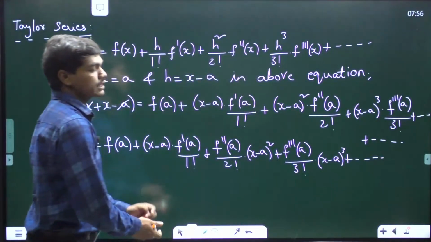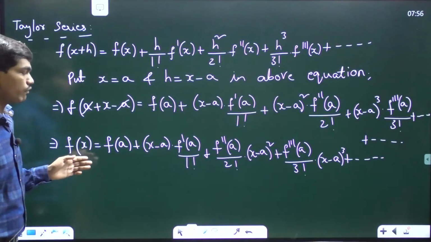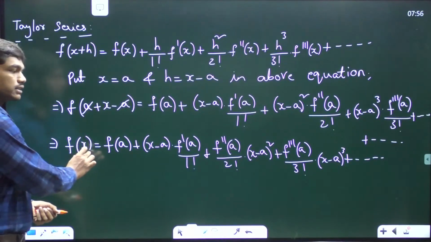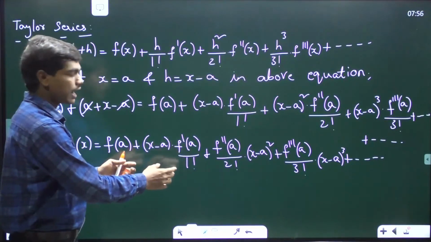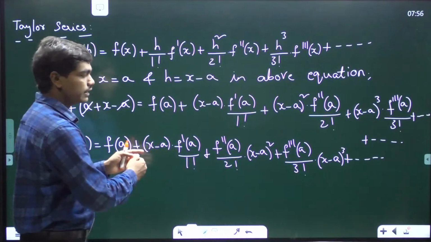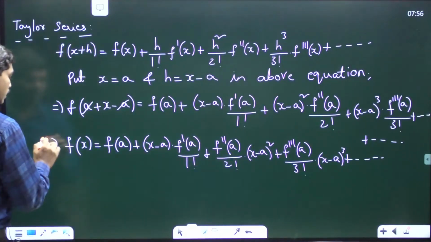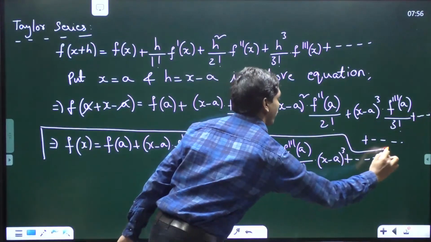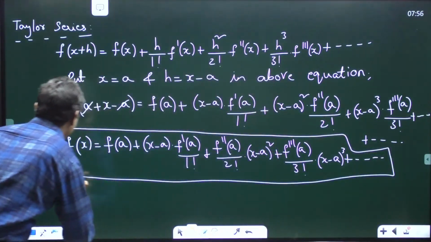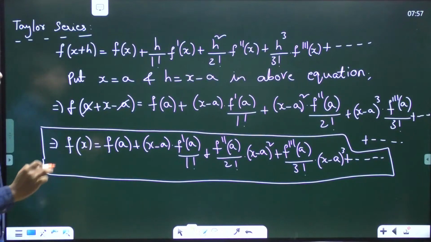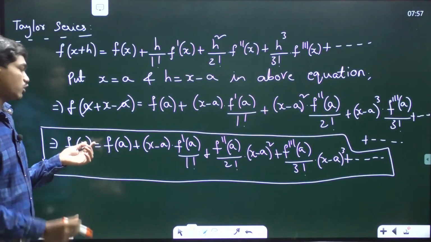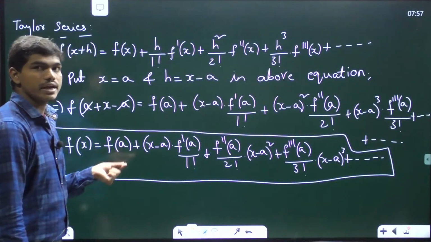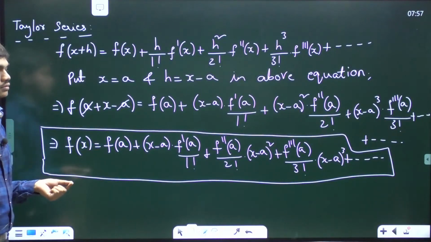So this is how the Taylor series looks when you expand a function f of x about the point a. The meaning of this is, if you want to expand this function in terms of x minus a, then this is how you expand any function. Let me put it in a box. So this is basically the expansion of any function in Taylor series about this point a.